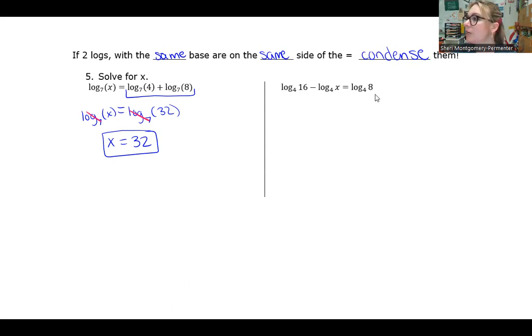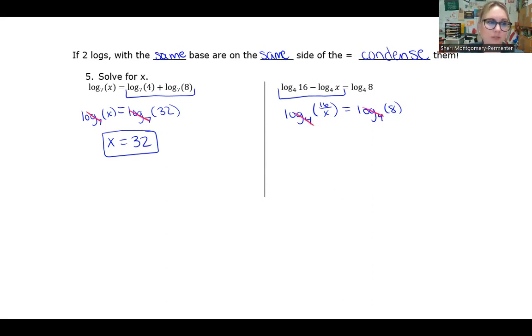The next problem, we're going to use the similar technique, since we've got two logs on one side. So let's put them together. Let's condense them. This time I'm subtracting. And what do I have to do if logs are subtracting? Divide. I heard it. Divide. So I will have log base 4 of 16 divided by x is equal to log base 4 of 8. And now that I have two logs that are equal, I can mark them out and set the stuff equal.